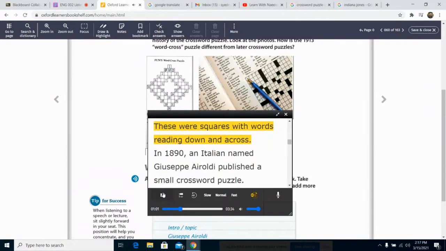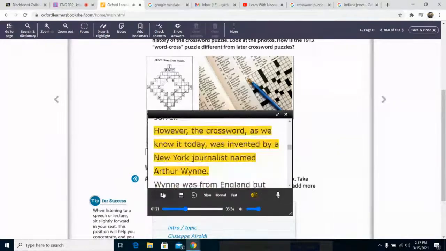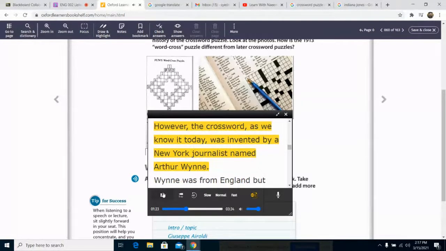These were squares with words reading down and across. In 1890, an Italian named Giuseppe Airoldi published a small crossword puzzle. It was a word square with just 8 words, 4 across and 4 down, and clues to help the solver. However, the crossword, as we know it today, was invented by a New York journalist named Arthur Wynn.